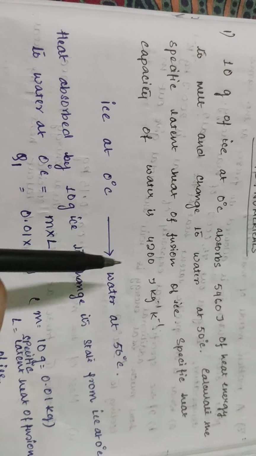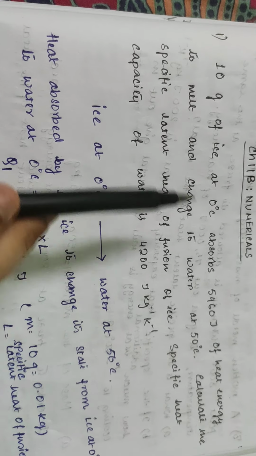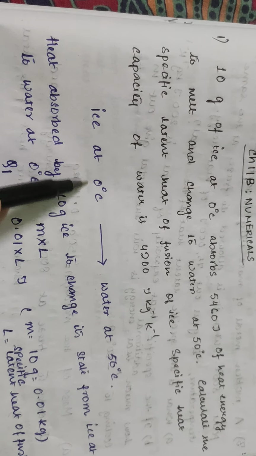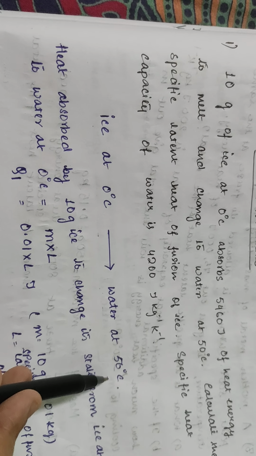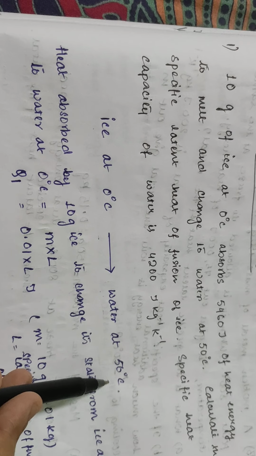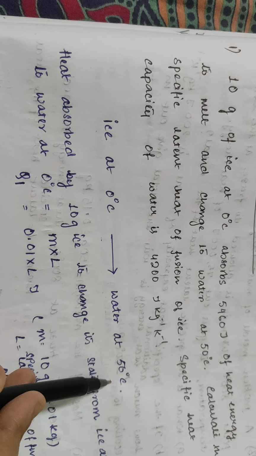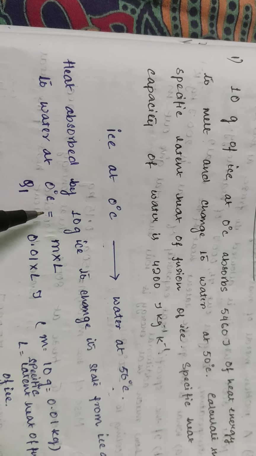10 gram of ice at 0 degree Celsius absorbs 5460 joule of heat energy to melt and change to water at 50 degree. So basically ice at 0 degree is changing to water at 50 degree. That means you will have to calculate step by step. First it absorbs heat energy to change to water at 0 degree, so ice at 0 to water at 0, mL.